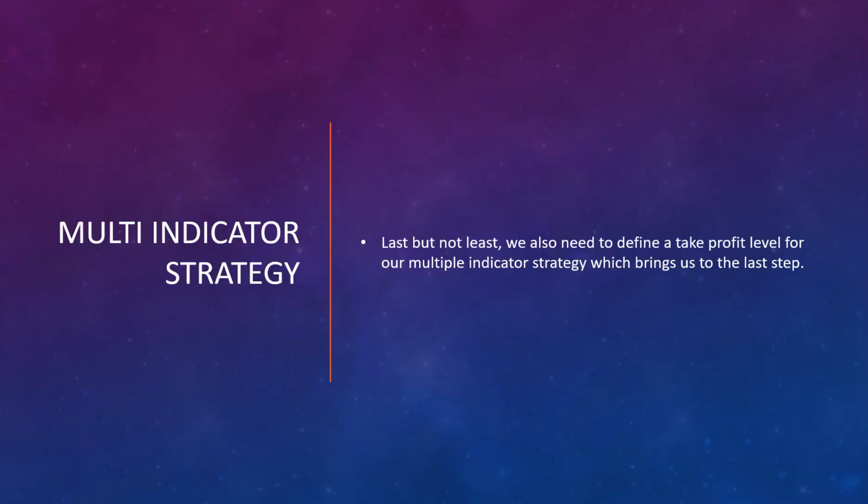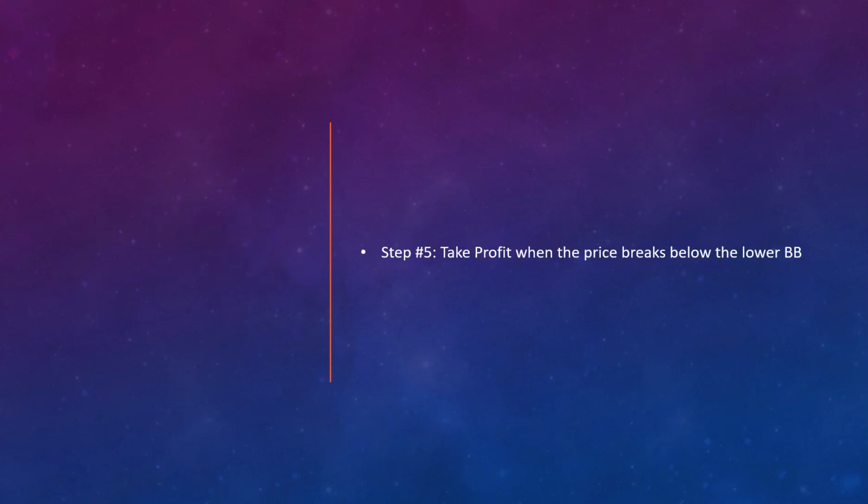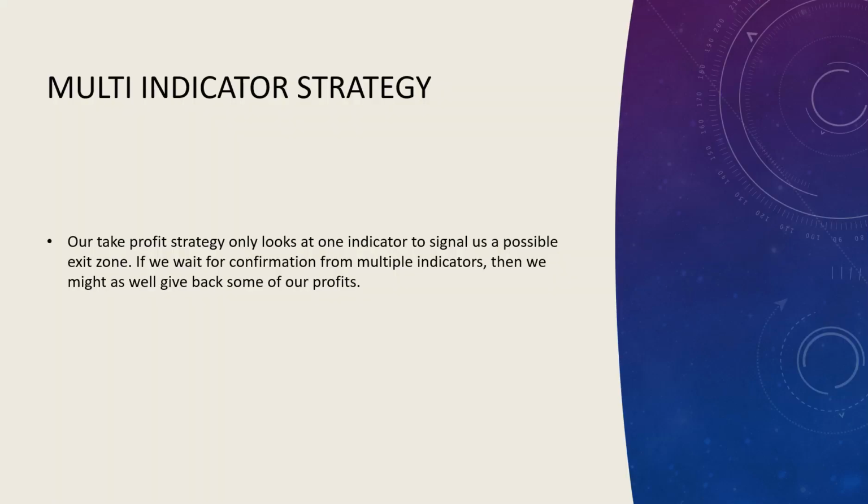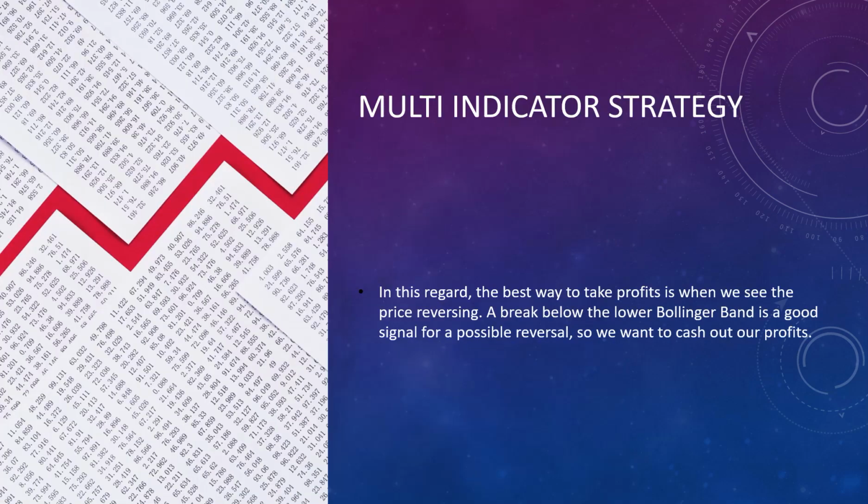Last but not least, we also need to find our take profit level of our multi-indicator trading, which brings us to the last step. Our take profit: when price breaks below the lower Bollinger Band. Okay, our take profit strategy only looks at one indicator to signal us a possible exit zone. If we wait for confirmation from multiple indicators, then we might as well give back some of our profits. In this regard, the best way to take profits is when we see the price reversing. A break below the lower Bollinger Band is a good signal for a possible reversal. So we want to cash out our profits at that point.